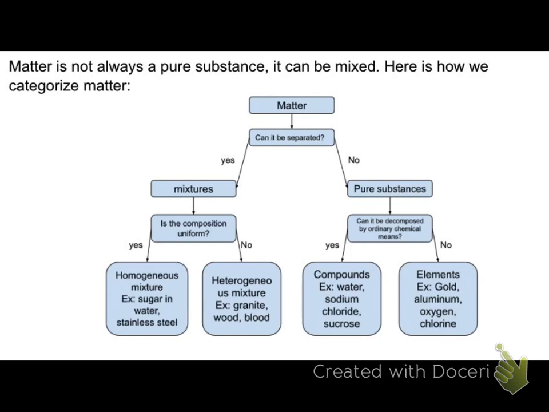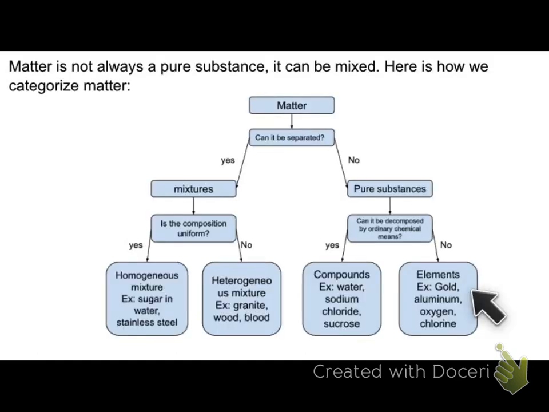If you try to separate it and you cannot, then that means it is an element. For example, gold or aluminum or oxygen or chlorine. All of the ones on the periodic table, okay? You can't separate it because it's as pure as it's going to get, okay? Now, we know that there are subatomic particles, but that goes way beyond ordinary chemical means to break an atom down into its subatomic particles. Okay?